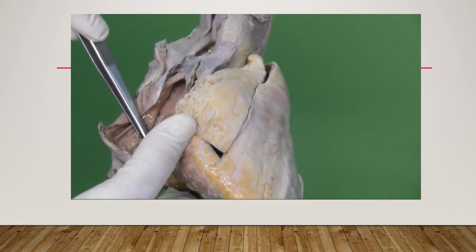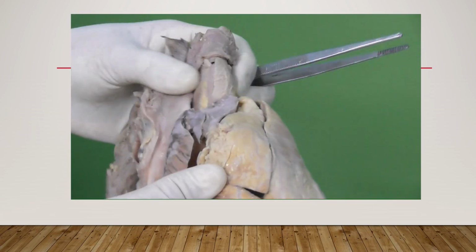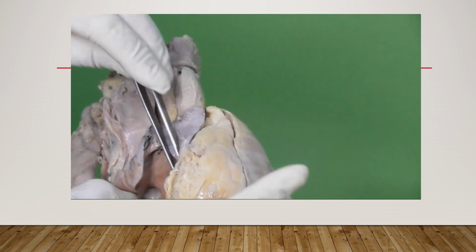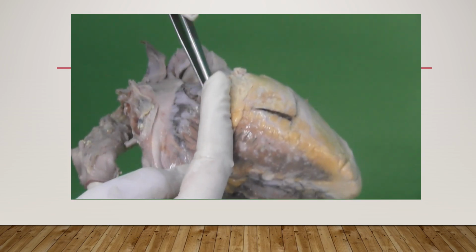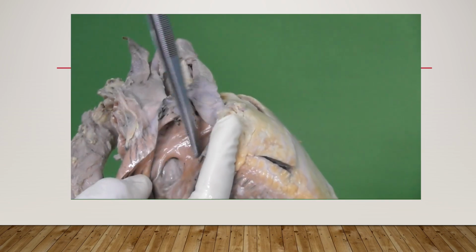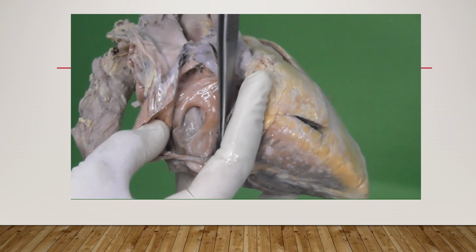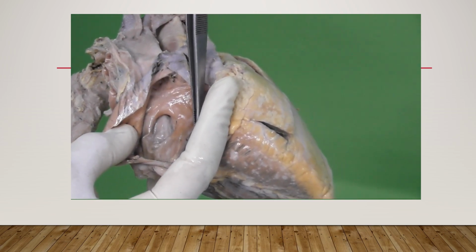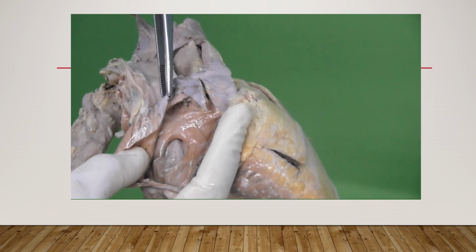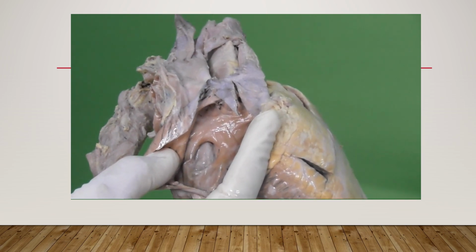Also in the lower part of the right atrium, we can see the opening of the venous channel which is getting the venous blood from the heart, that is nothing but the coronary sinus. So this is the opening of the coronary sinus. So these are the different openings inside the right atrium of the heart.